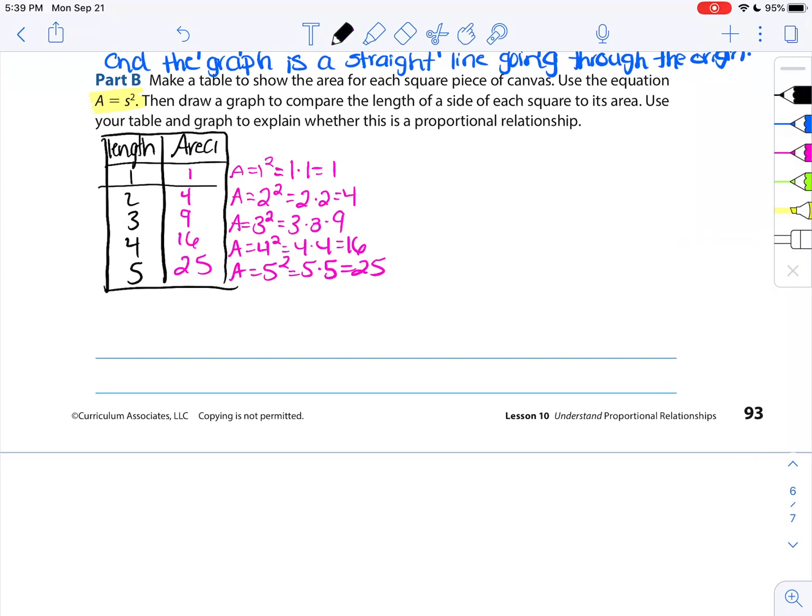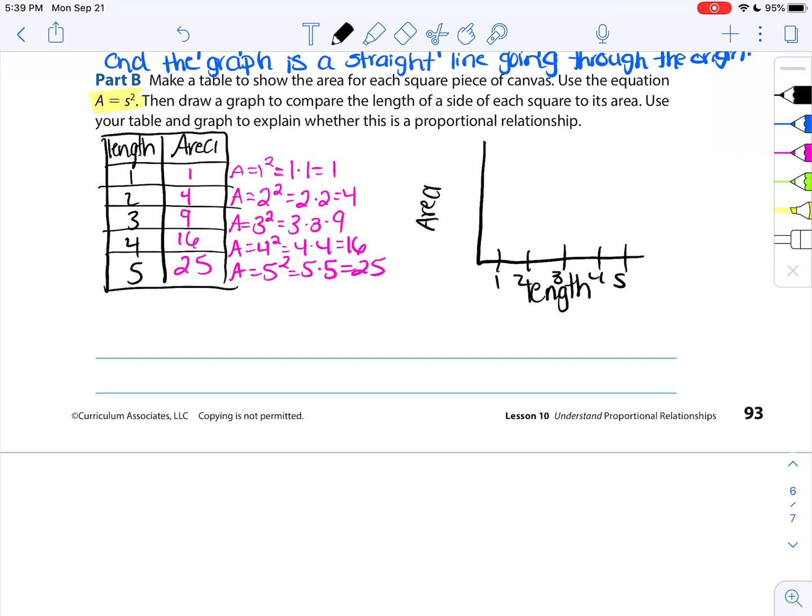Now we need to take that table and we need to graph it. So in the same way that we did in part A, we have our length going across the bottom. 1, 2, 3, 4, 5. And this one going up the side, we're going to have our area. And we're going to, again, go up by 4 because our area goes from 1 to 25. So 4, 8, 12, 16, 20, 24, 30. And then plot the points.